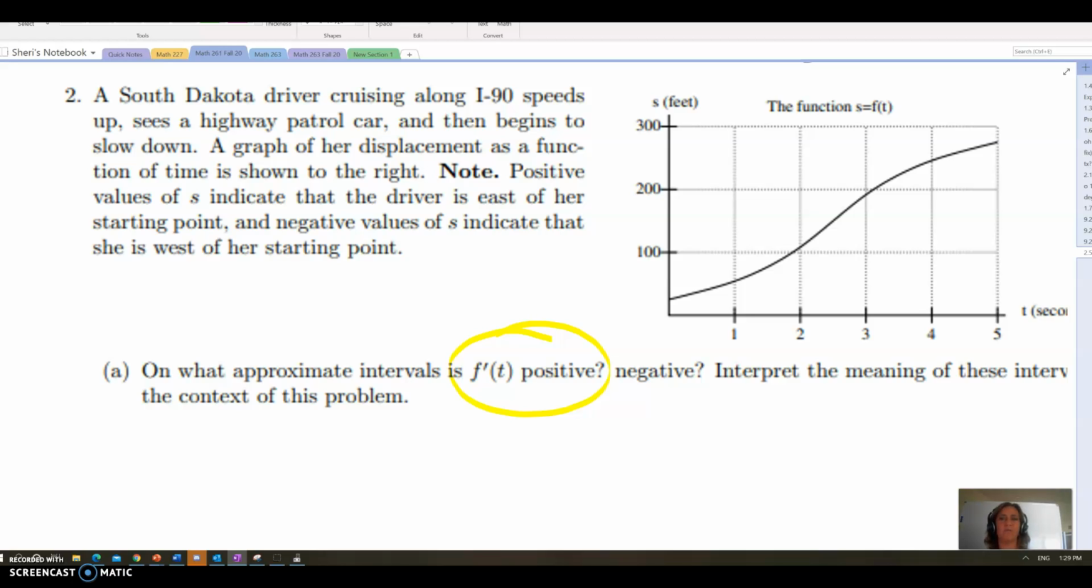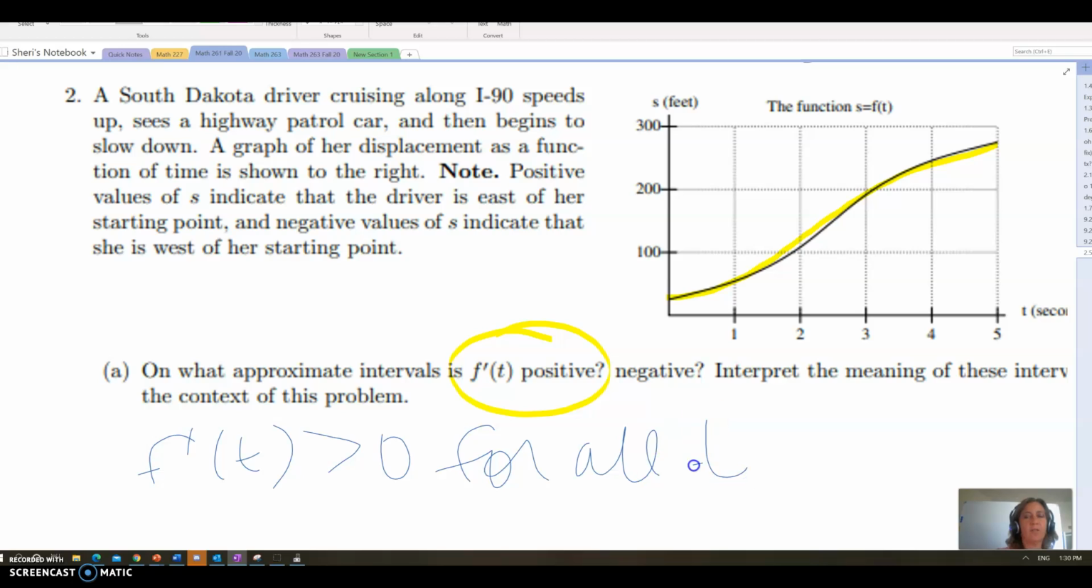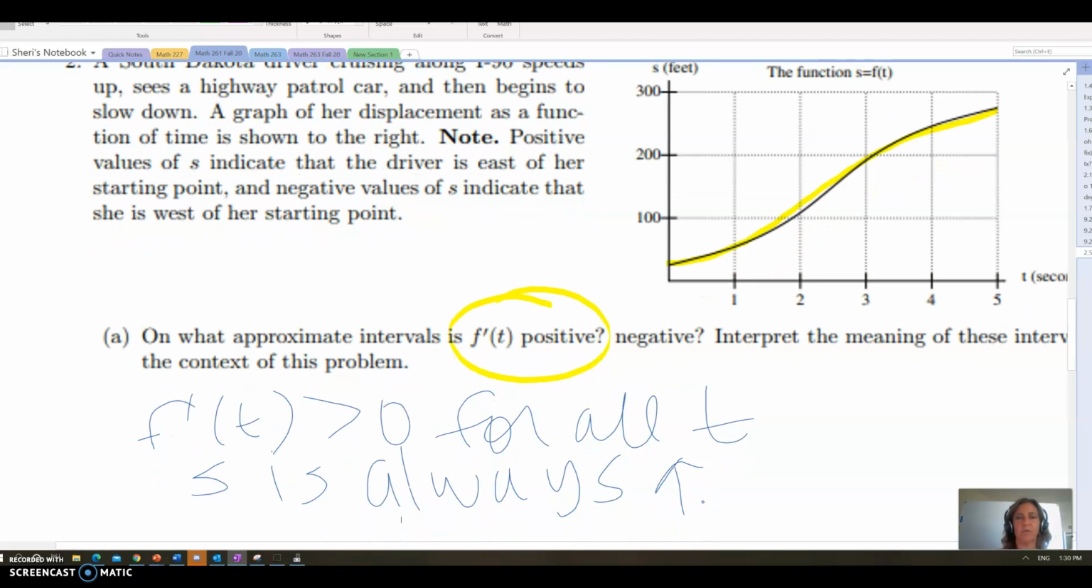We keep moving forward. Well, this graph is increasing all the time. As time goes by, I keep moving forward. I keep increasing my feet. So since this graph is increasing all the time, the derivative will be positive for all t. So that means that I am always increasing my feet. I'm always increasing my distance. So s is always increasing. It doesn't say I'm always increasing the speed. I'm always increasing my distance.